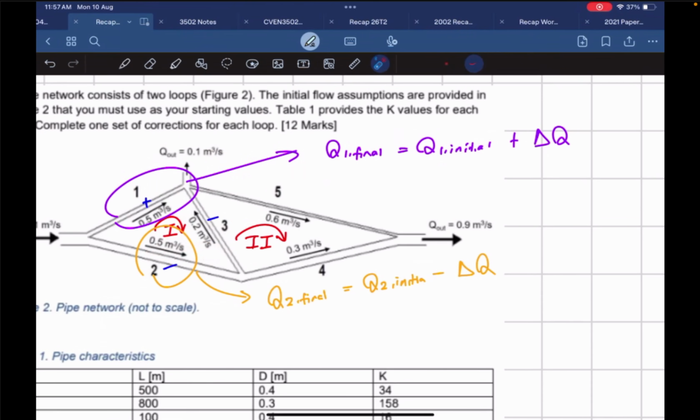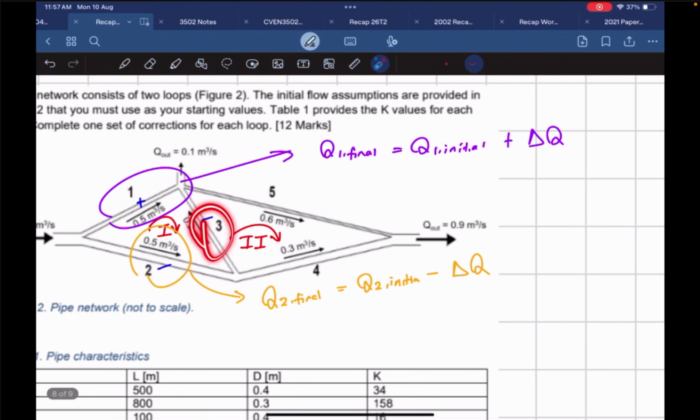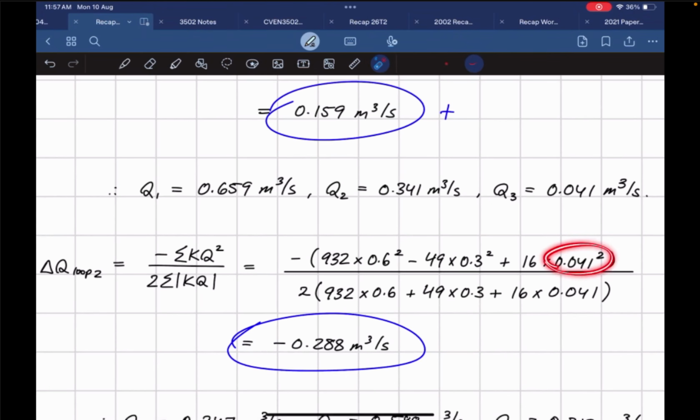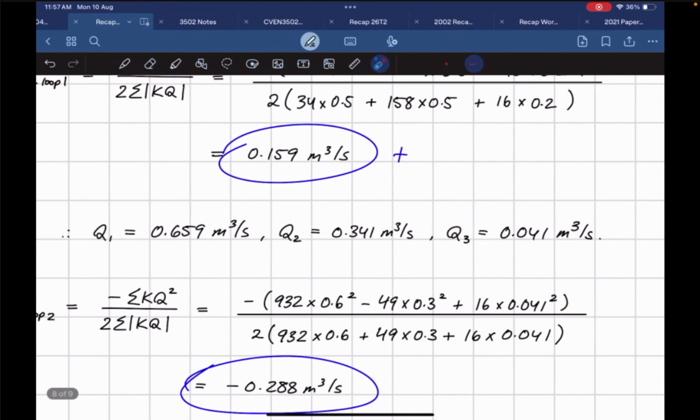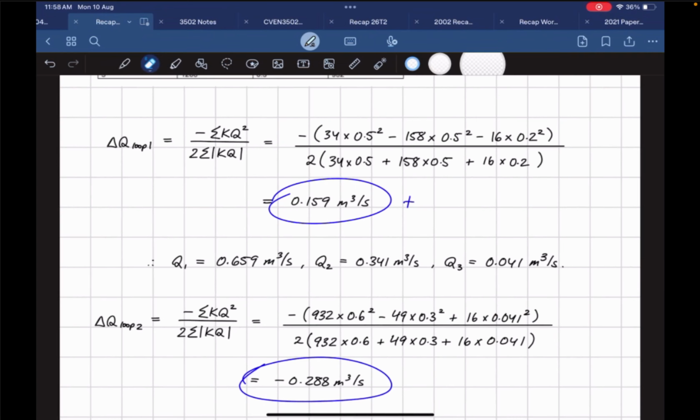What about pipe number 3? Yes, it's in both, so you're going to have to include that for this loop as well. Over here for Q3, I figured out that it's 0.0041. The thing to be wary of is you don't want to use your initial value now. This is K times Q3 squared. So you do one iteration for the rest and then 2 iterations for Q3, exactly. Pipe networks, I think if you're able to understand one question, it's like rinse and repeat.